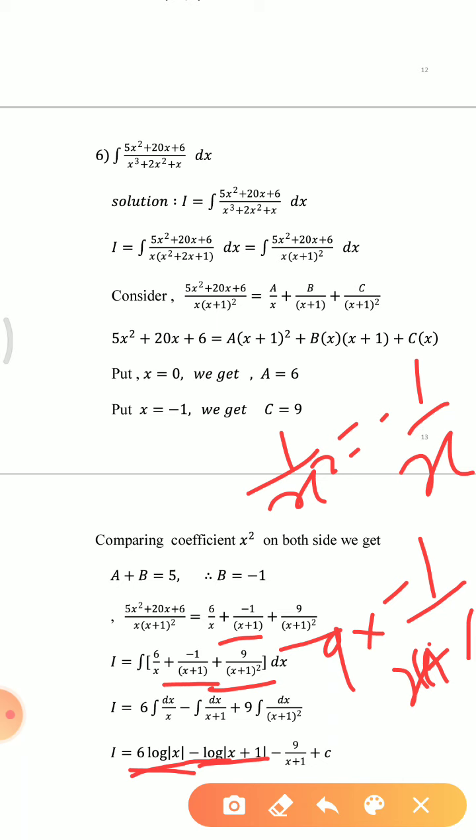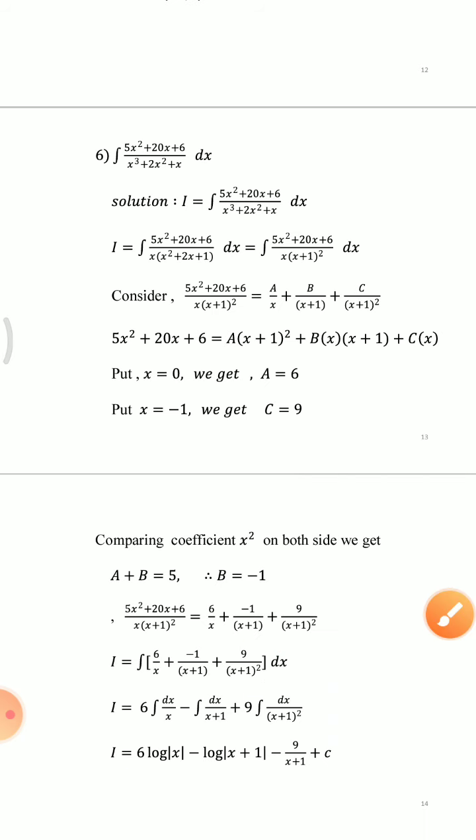This is what we had to solve in the question: the integral of (5x² + 20x + 6)/(x³ + 2x² + x) is equal to 6 log|x| - log|x + 1| - 9/(x + 1) + C. This we have to solve in question number 6. The remaining questions are your practice questions. Thank you.